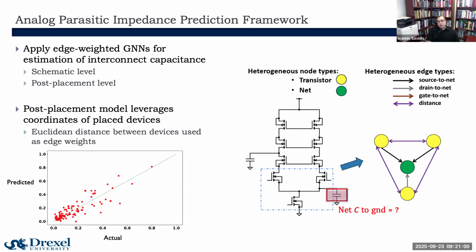Specifically, we have the Euclidean distance between pairs of devices, as well as the Manhattan distance. So we looked at two different representations or estimates of the distance between pairs of devices. And those are used as edge weights in the post-placement GNN model, which results in improved model performance as compared to the schematic level model. And you see the actual versus predicted results, and you want basically all those points to be on that diagonal line.